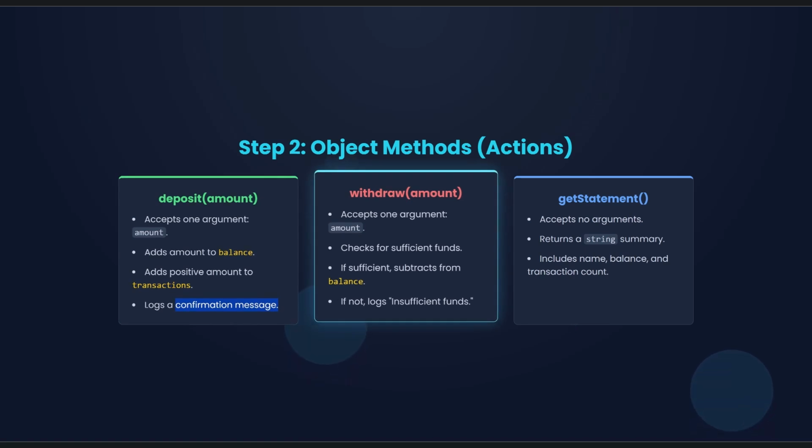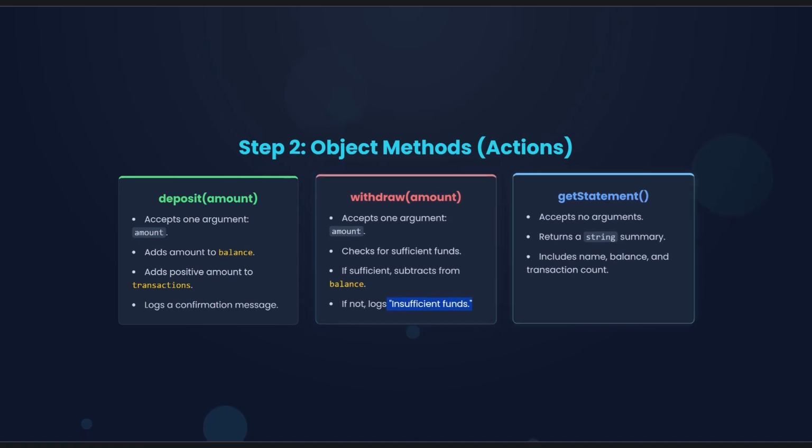Next, a withdraw method. This method should also accept one argument, amount. First, it must check if the amount is less than or equal to the current balance. You can't withdraw money you don't have. If there are enough funds, it should subtract the amount from the balance and add the negative version of the amount, like -50, to the transactions array. Then log a success message. If there are not enough funds, it should just log a message like "Insufficient funds" and not change the balance.